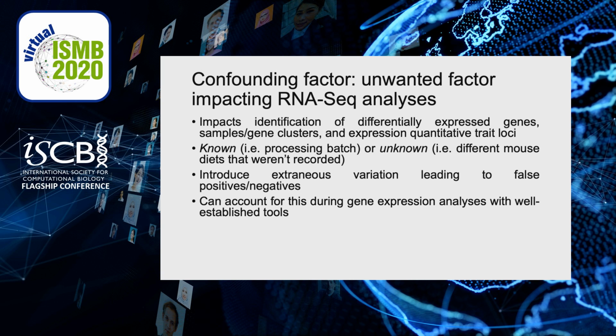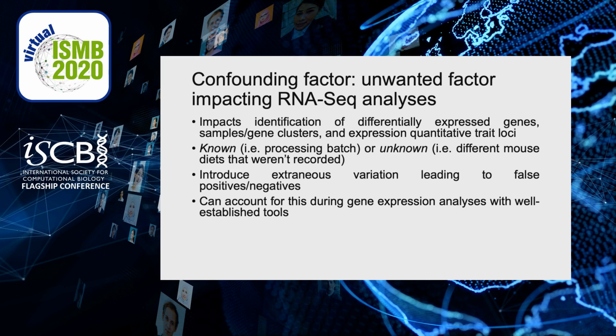Confounding factors are unwanted factors impacting RNA-Seq analysis. They impact identification of differentially expressed genes. They impact identification of samples and genes that cluster together in, for example, hierarchical clustering or principal component analysis. And they can impact identification of expression quantitative trait loci. Confounding factors can be known, for example, processing batch or sequencing lane, or unknown, for example, different mouse diets that weren't recorded in the experiment. And these factors can introduce extraneous variation, leading to false positives and false negatives.